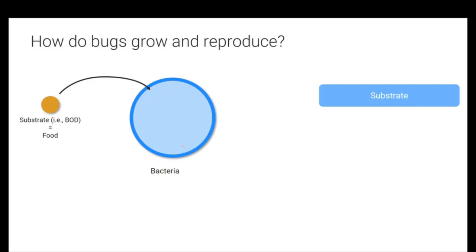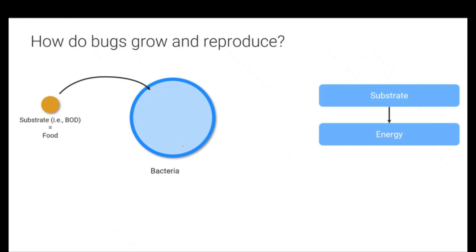So the substrate or food is basically taken in by bacteria to be broken down, and what they're doing is taking complex BOD and breaking it down into sugars. Within the cell, they're breaking it down into sugars so that they can easily use it for energy production.